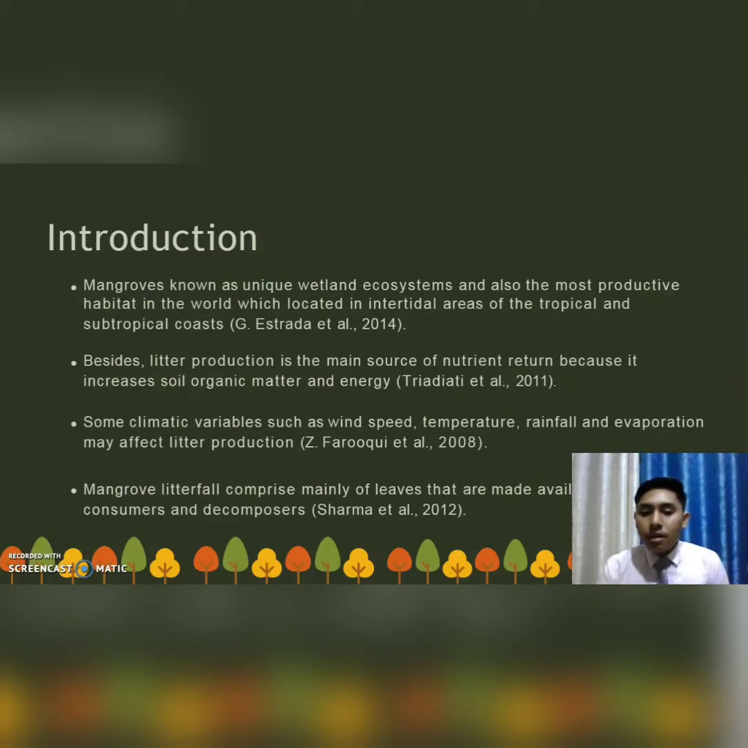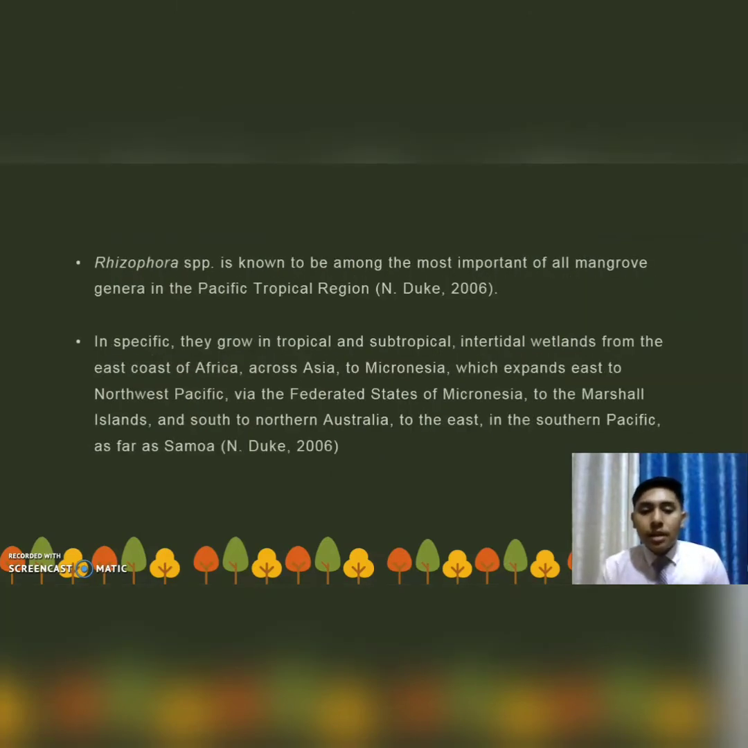From Z. Faruqi et al. 28. According to Sharma et al. 2012, mangrove litterfall comprises mainly of leaves that are made available to consumers and decomposers. Rhizophora species is known to be among the most important of all mangrove genera in the Pacific tropical region. In specific, they grow in tropical and subtropical intertidal wetlands from the east coast of Africa across Asia to Micronesia, which expands east to northwest Pacific via the Federated States of Micronesia to the Marshall Islands and south to northern Australia, to the east in the southern Pacific as far as Samoa. From NDU 26.